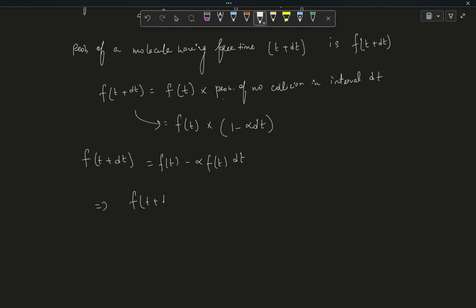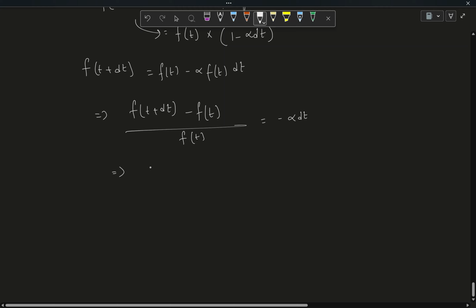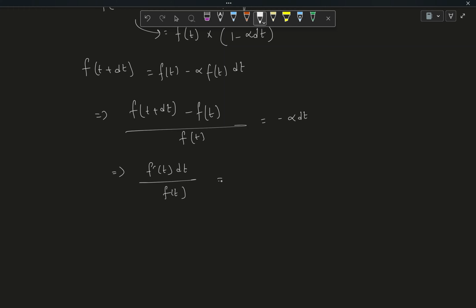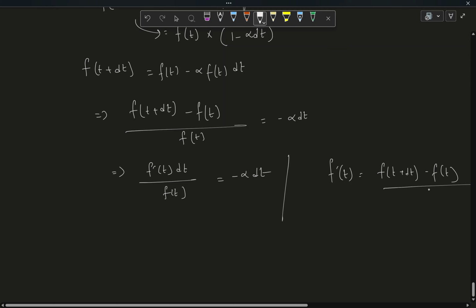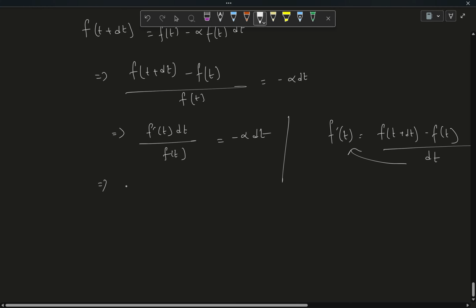So f of t plus dt minus f of t, divided by f of t, is equal to minus alpha dt, right? So this is just f prime t dt by f of t is equal to minus alpha dt. Why f prime t? Because we know the idea of differentiation is that f prime t is f of t plus dt minus f of t divided by dt. So if you take these two on one side, f prime t dt is equal to just simply this. Okay, then you have to integrate it on both sides.